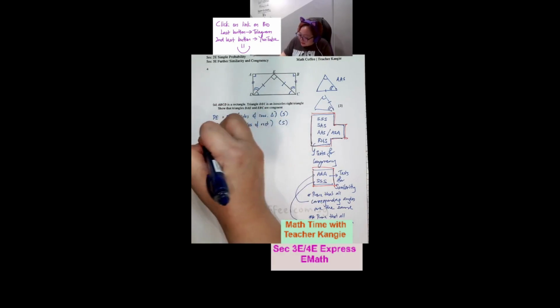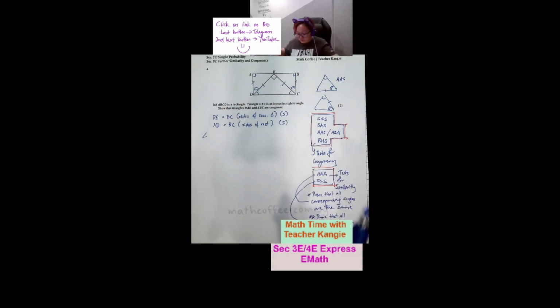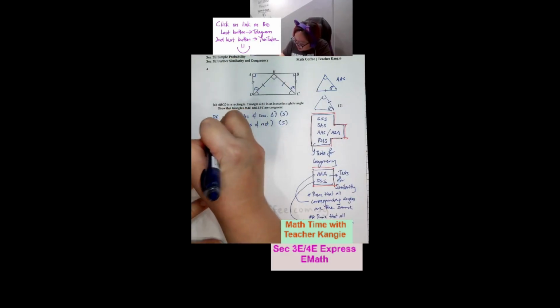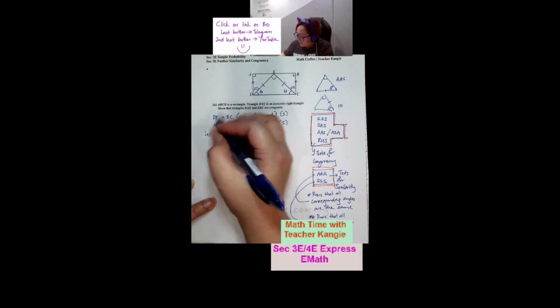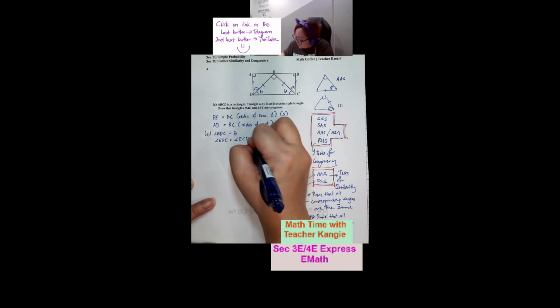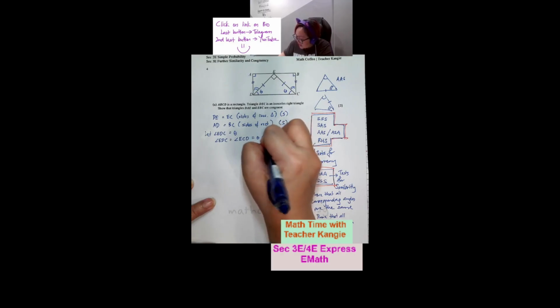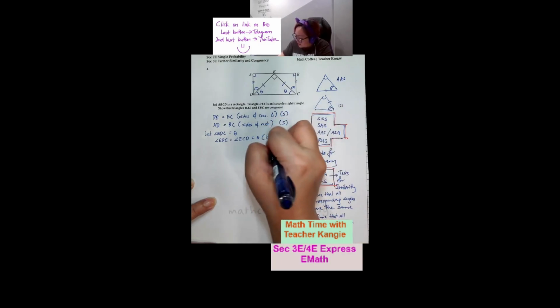So I will say my angle ADE. First, maybe I'll put this one first. Let angle EDC equal theta. So this side is theta, this side is theta. Angle EDC equals angle ECD, which equals theta. Then you can say that these are the base angles of an isosceles triangle.